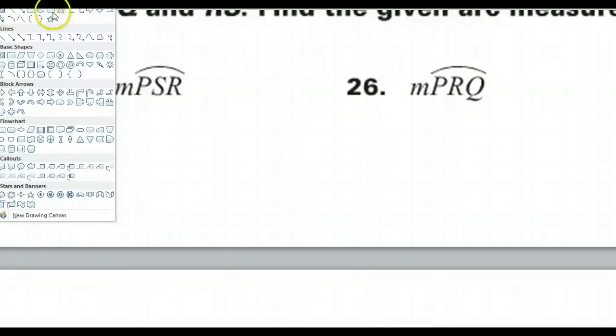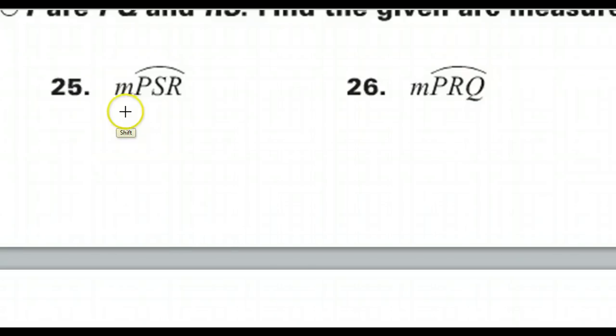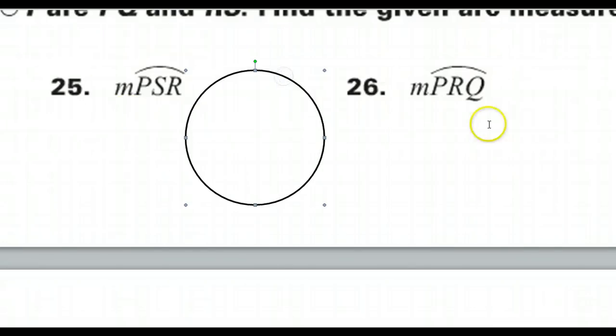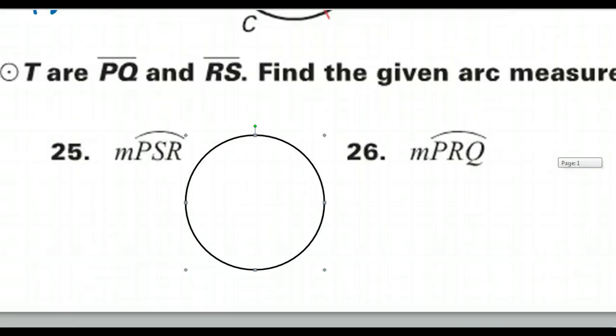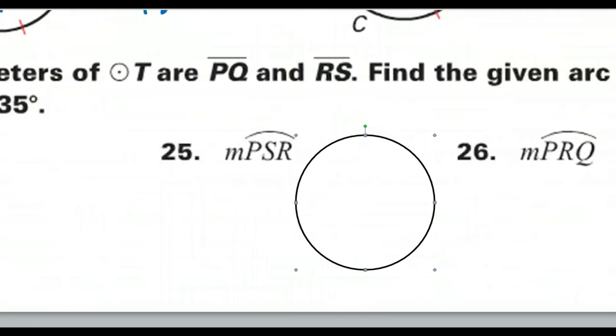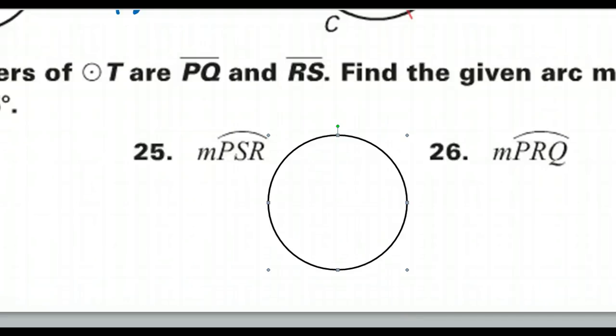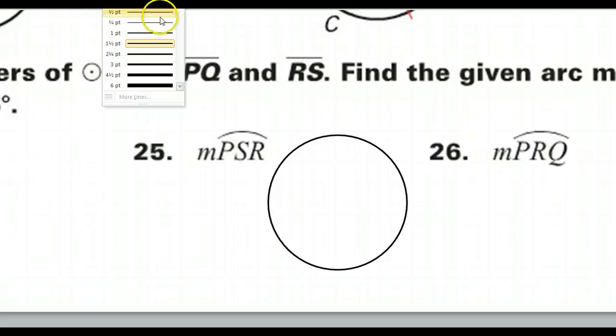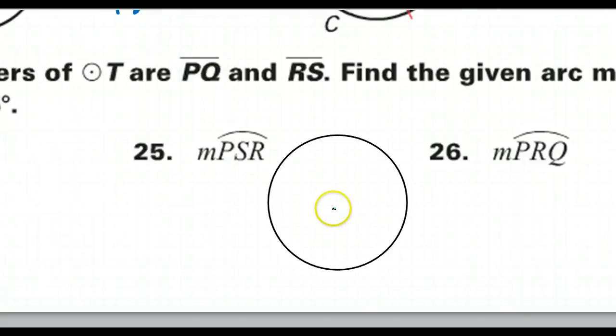All right, so I guess we're going to need a circle. So I'm going to draw myself a nice circle here. See what I can do. All right, two diameters of circle T. So this is circle T. When they call something circle T, that means that T is the center of the circle. So if this is circle T, that means that the center is T. So two diameters are PQ and RS.